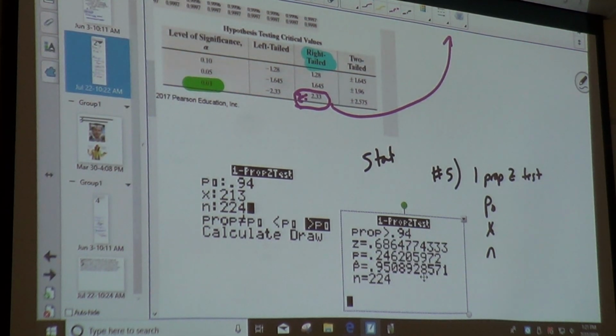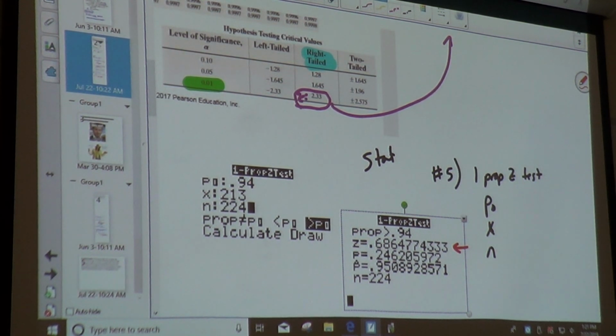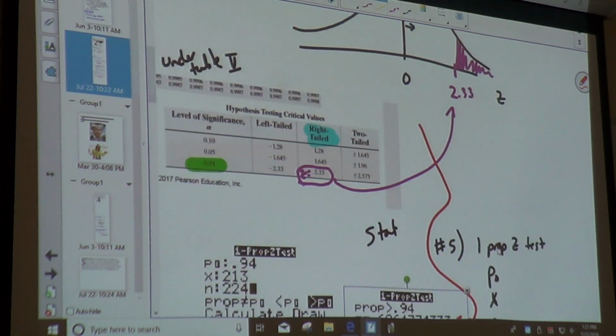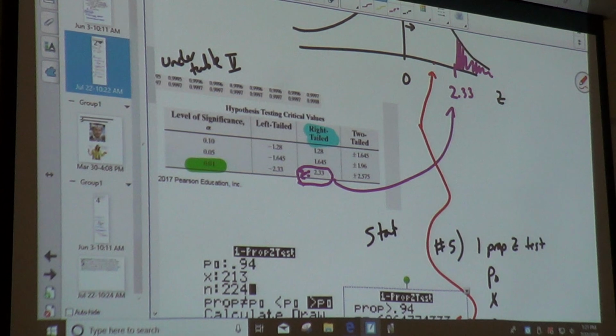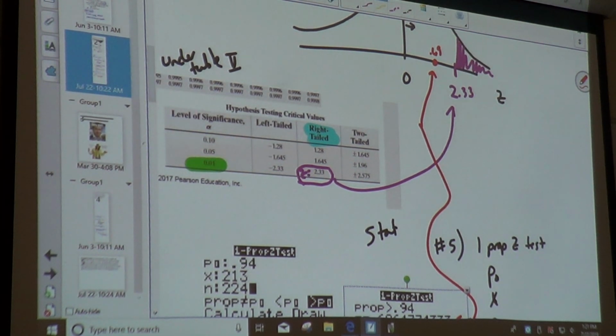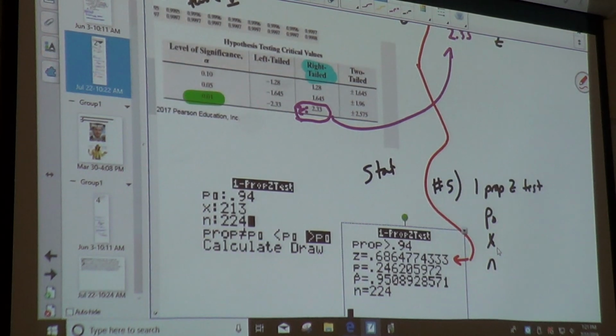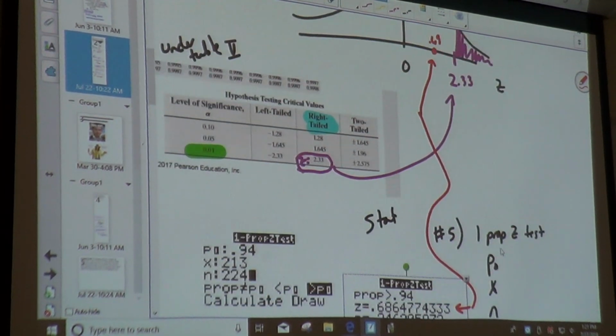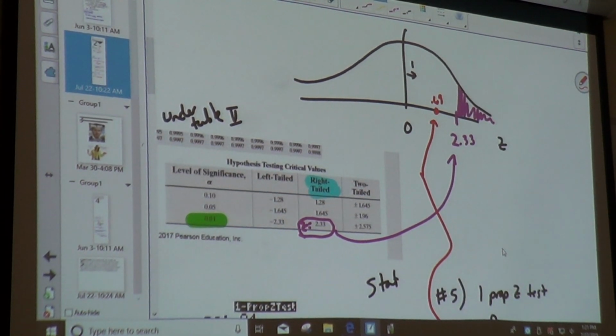And that tells me what my Z is, what my quote-unquote data point is. So my data point, my Z, is going to be 0.69, if I round it. Are we good so far? Yeah. All right.